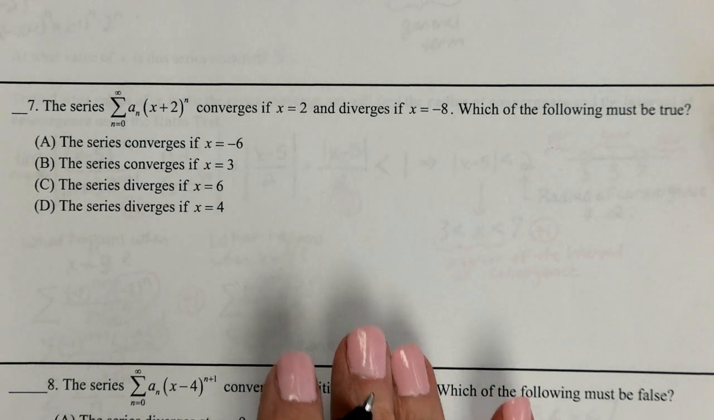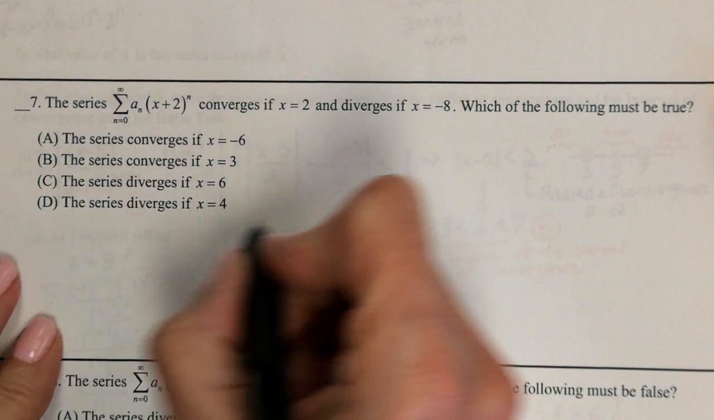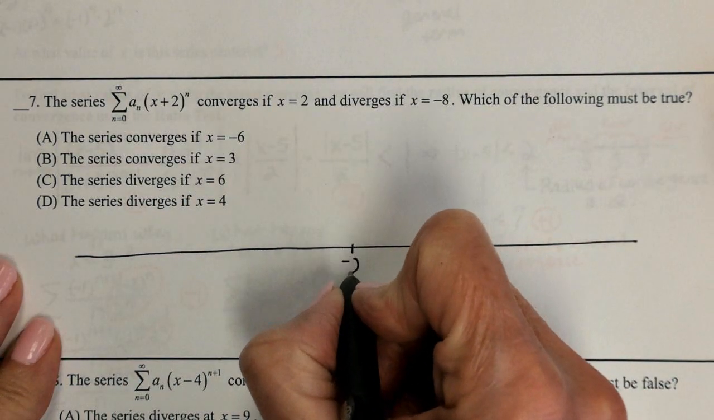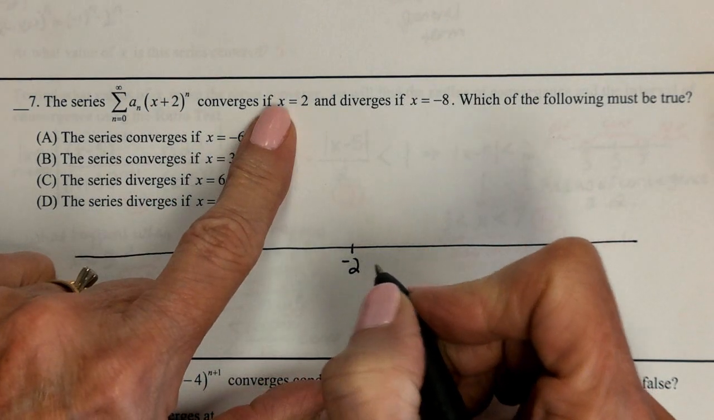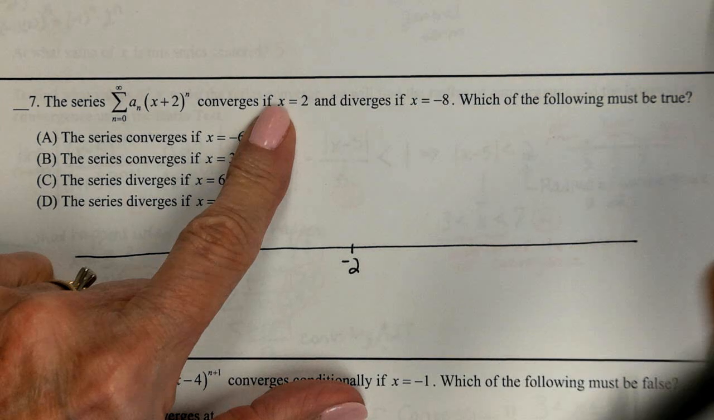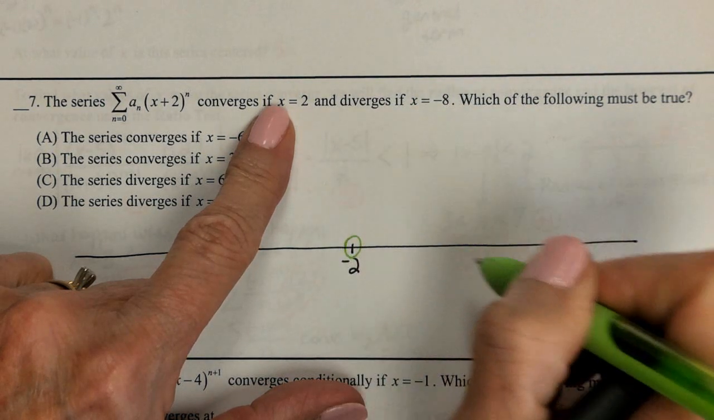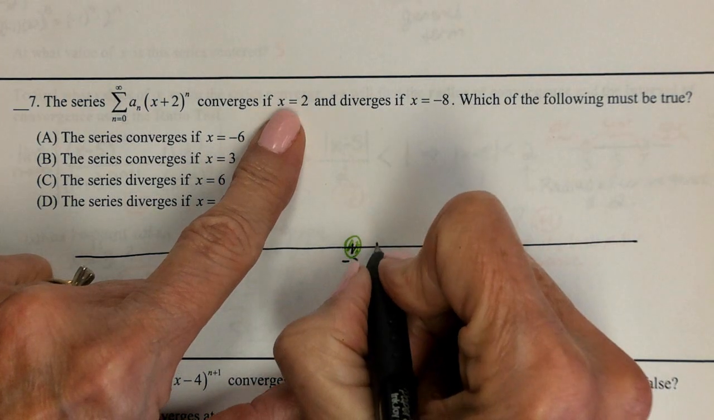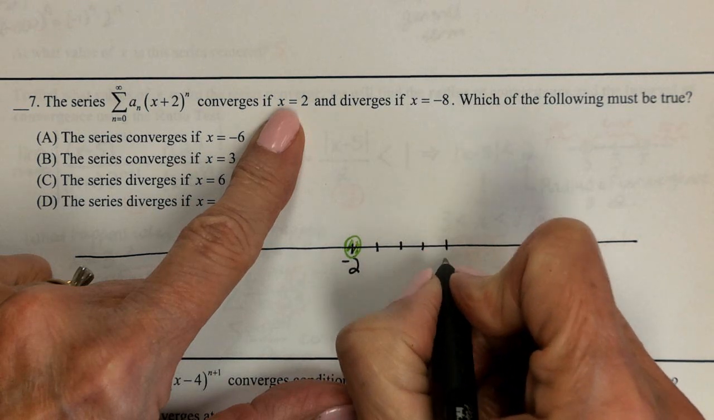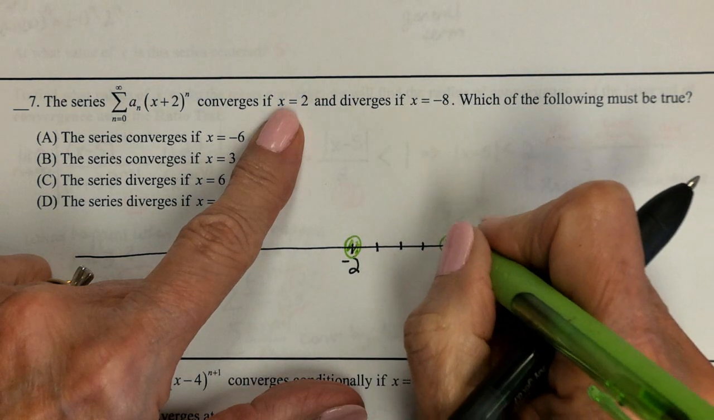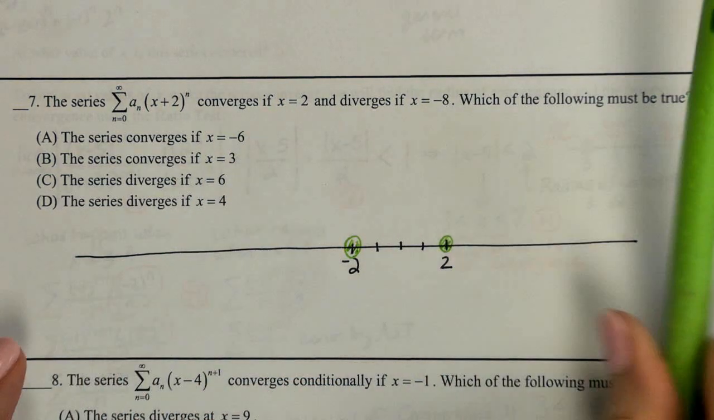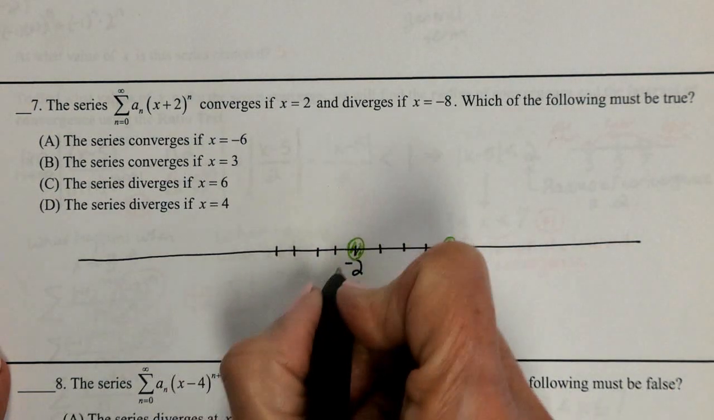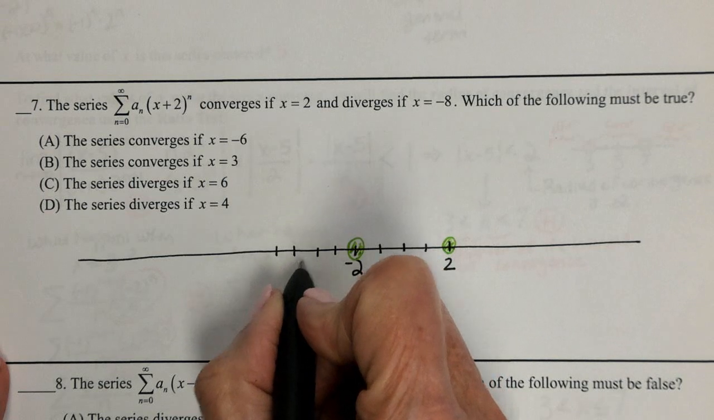All right, what's my center? My center, I'm going to do my number line way down here. My center is -2. So I converge there. I definitely converge there. Green. I definitely converge there. Okay. I also converge at 2. So -1, 0, 1, 2. I know I converge at 2 also. Because of that, on the other side of my center, 4 units away, -3, -4, -5, -6.